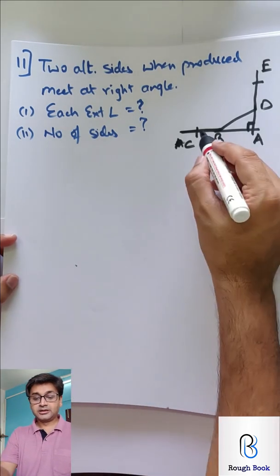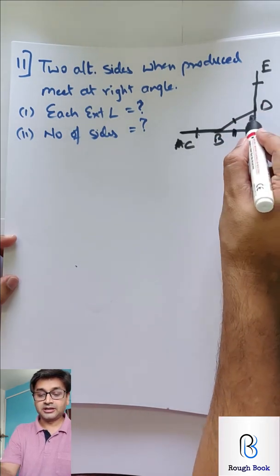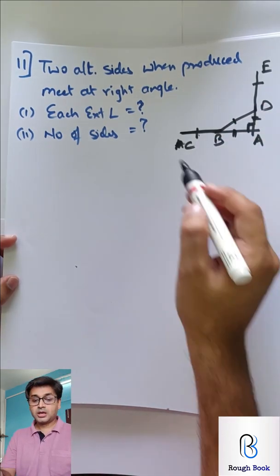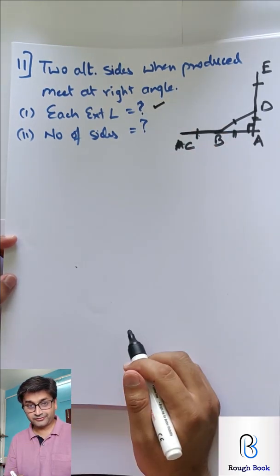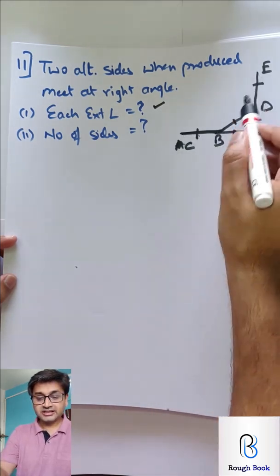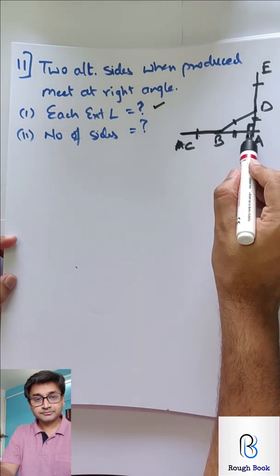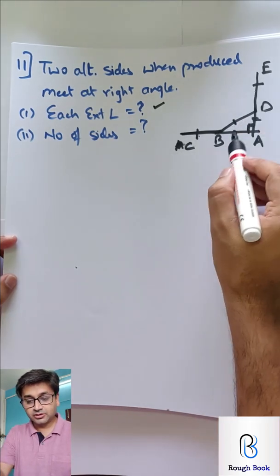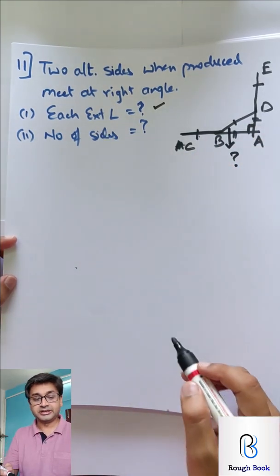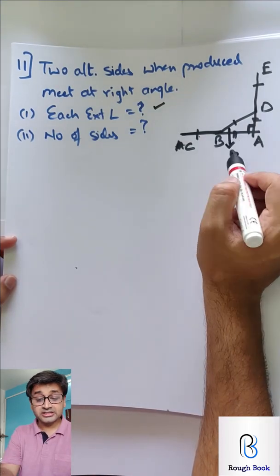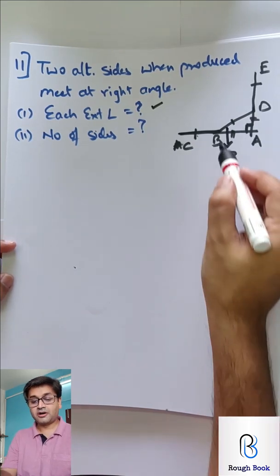Regular polygon again. That means all sides are equal. If these three sides are equal, automatically these two also will be equal. Your target is to find each exterior angle. Did you understand the question first? Alternate sides when produced meet at A, which is a right angle. Okay, regular polygon, so sides are equal, so these sides are also equal. Your target is to find this one first, that is your interior angle, and using this, sorry, exterior angle straight away you will get, and then using that we can find the number of sides. So how are you going to get this?